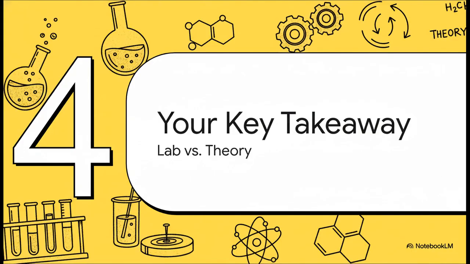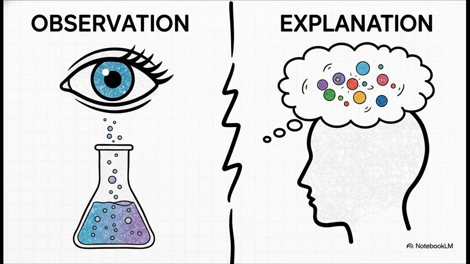So if you only remember one thing from all this, let it be this simple idea. It all comes down to the lab versus the theory. Let's just hammer this home one last time, okay? Order is the real-world measurable effect you see in the lab. Molecularity is the theoretical story you write on paper to explain that observation. See the difference? What you see versus how you explain it. That is the absolute key.